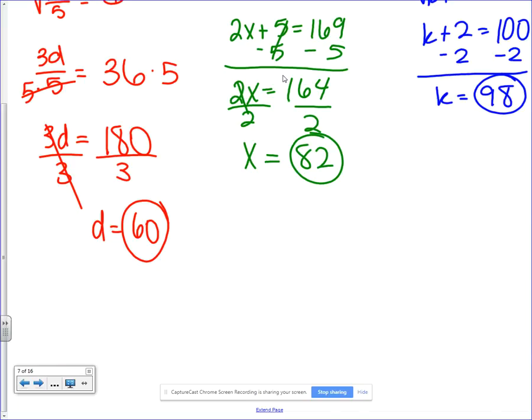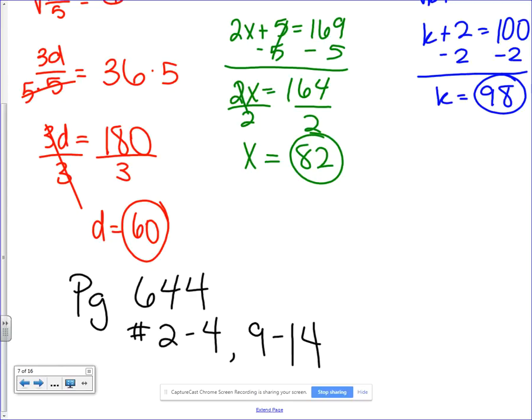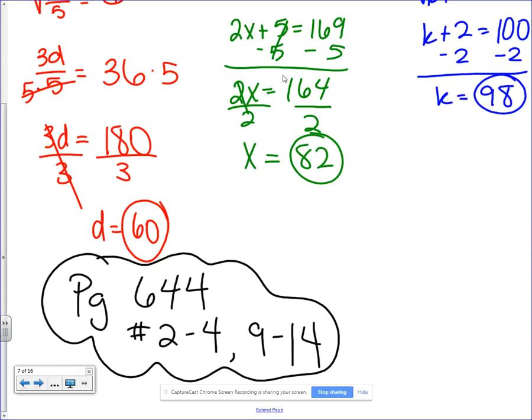Homework. Only 2 homeworks left. Yep. And there's your homework. Make sure you write the original problem, circle your final answer.